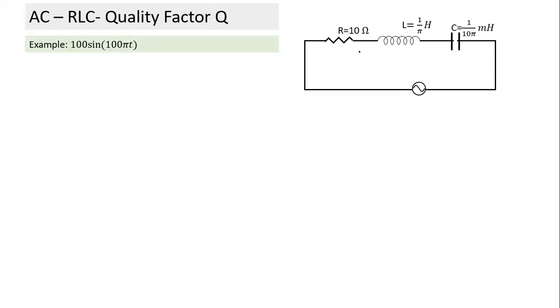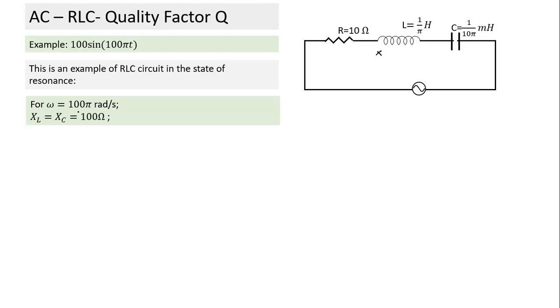So this is a circuit given here. This is an RLC circuit. There's an R value, L value, and C value, and it is connected to this source. At this particular frequency, we can calculate the values of XL and XC. With omega equal to 100, XL and XC both come equal to 100 ohms. So if we apply this source to this circuit, it's in the state of resonance. And in the state of resonance, the value of impedance will be equal to the resistance itself, which is 10 ohms.